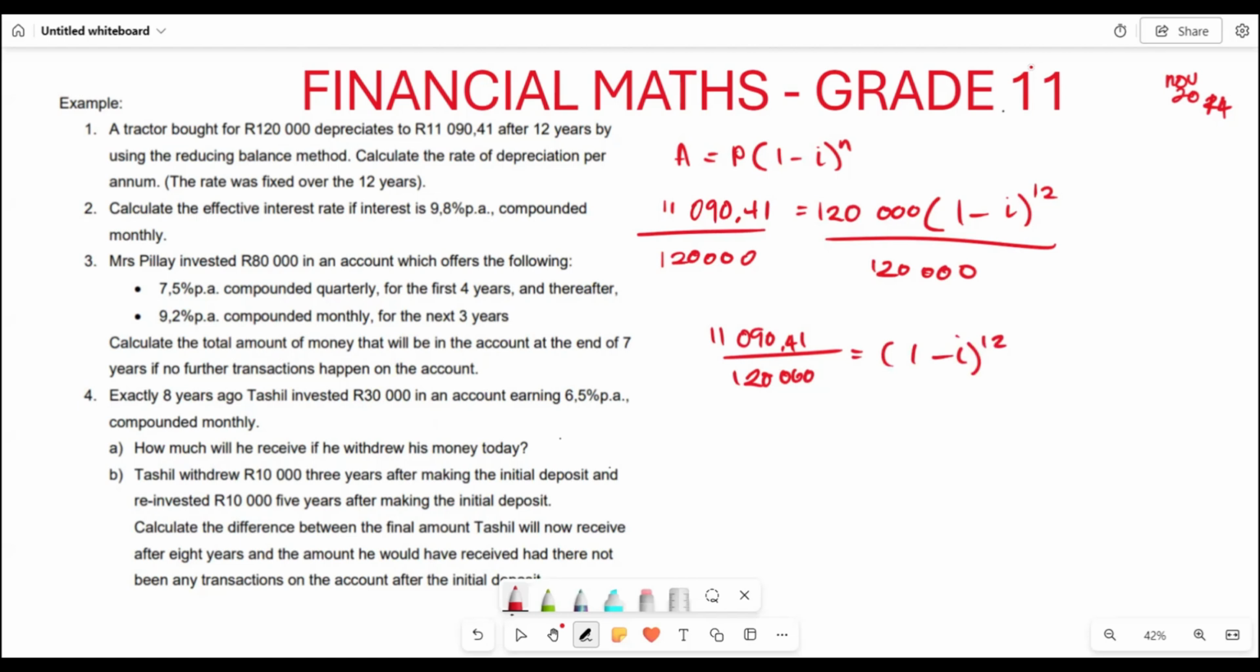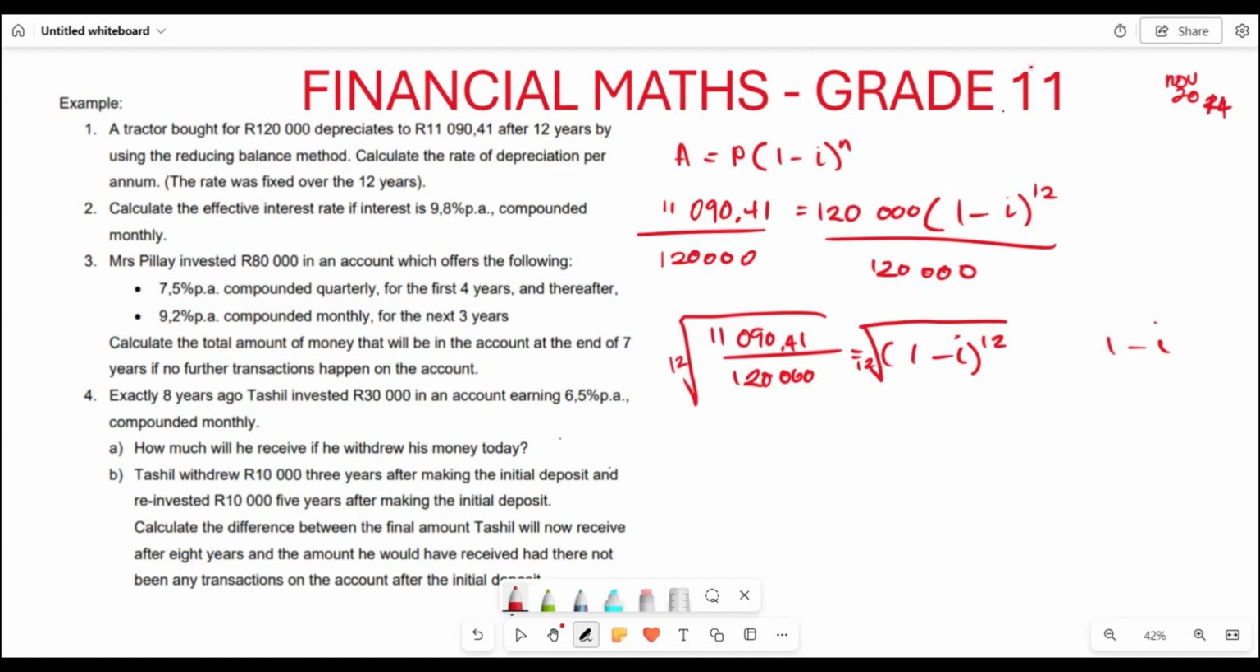Now we want to get rid of the 12, so we are going to find the 12th root. The 12th root and the power of 12 are going to cancel each other, right? So the 1 minus i that you are left with is the 12th root of the fraction.